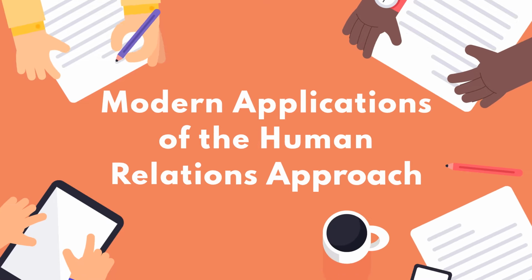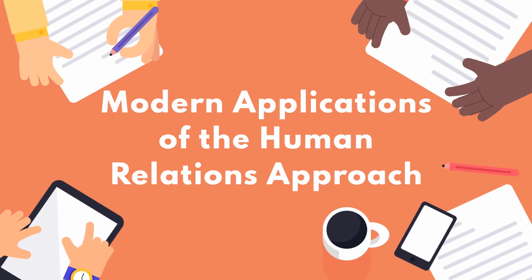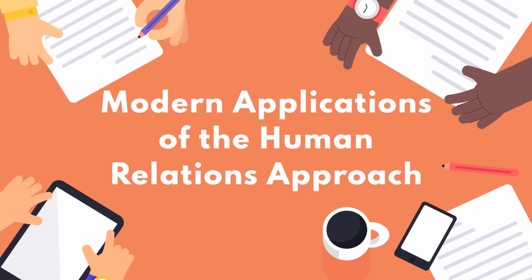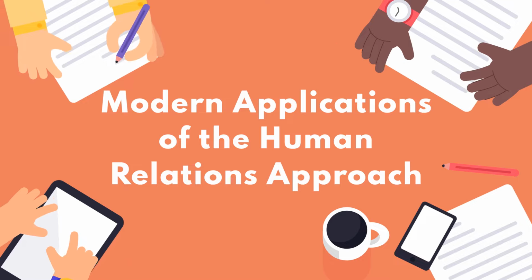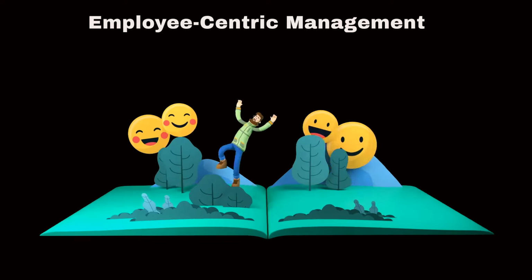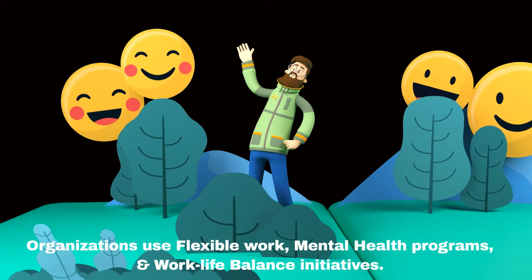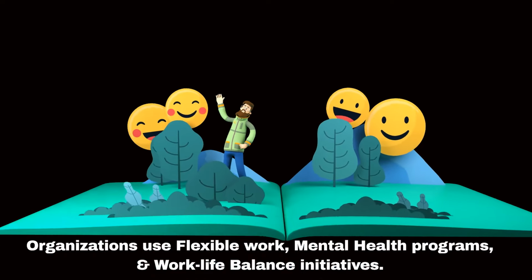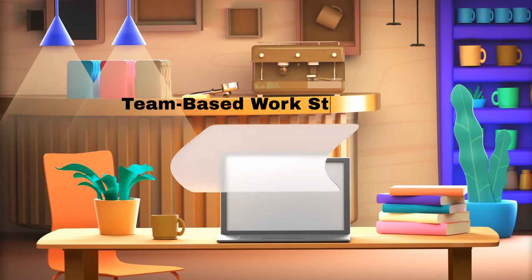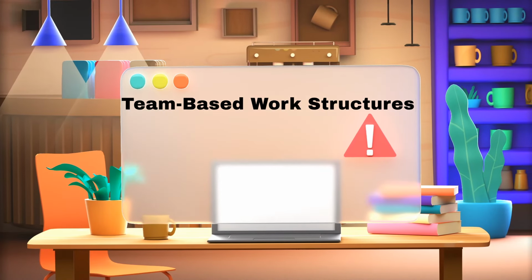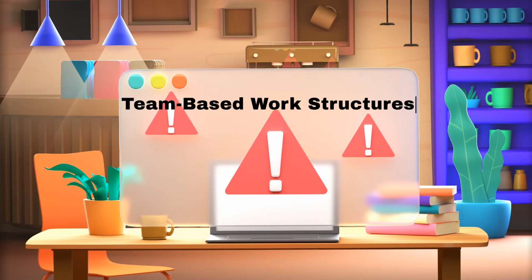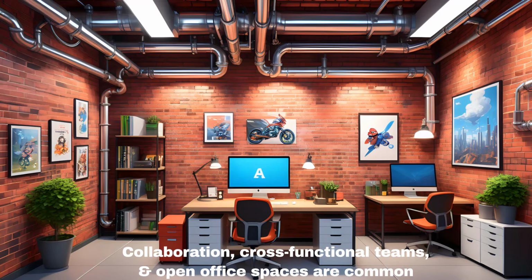Despite these criticisms, the human relations approach remains incredibly relevant today. Here's how companies are applying these insights. Employee-centric management: organizations are using flexible work, mental health programs, and work-life balance initiatives. Second is team-based work structure. Collaboration, cross-functional teams, and open office spaces are very much common nowadays.